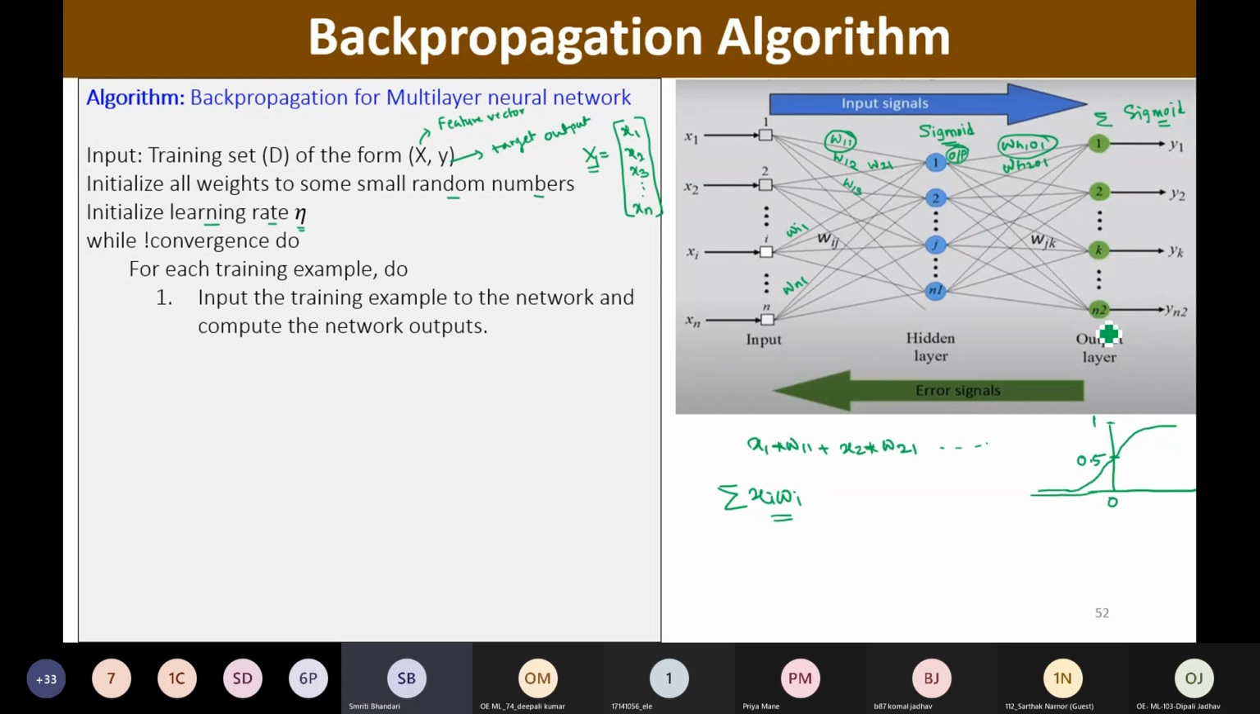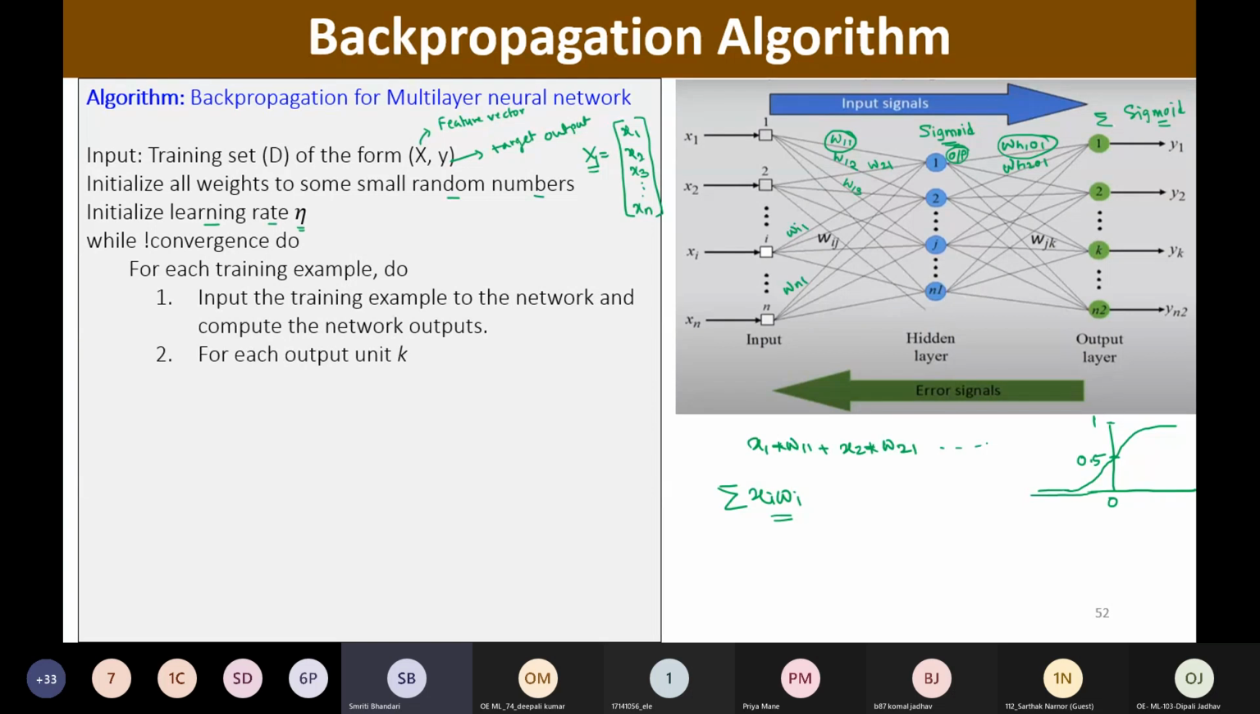Now, what I will do: I know the actual output, and I am having the observed output. So I'll be computing the error. And that error is back propagated to the hidden layer. Then it is back propagated to the input layer. And these weights are being updated if required. So let us proceed now with our algorithm.